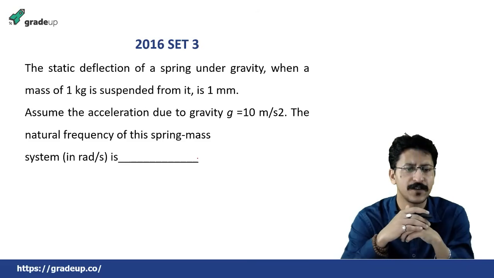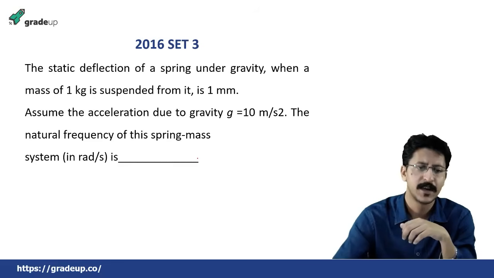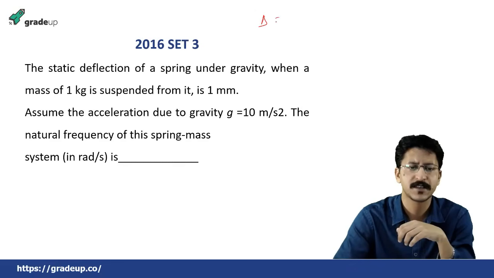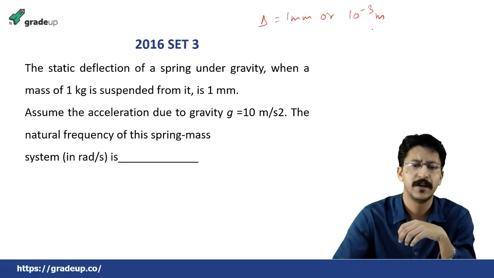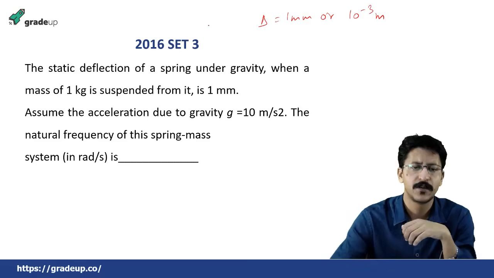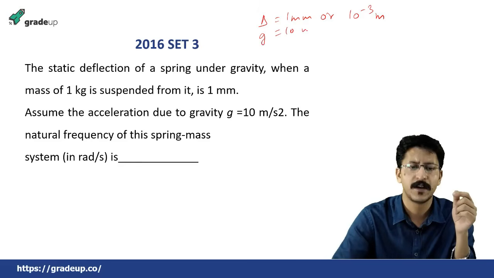2016 set 3. A static deflection of a spring under gravity when a mass of 1 kg is suspended from it is 1 mm. That means the static deflection, delta, is given as 1 mm, or this is also equal to 10 to the power minus 3 meter. Assume the acceleration due to gravity, g, is equal to 10 meter per second square.